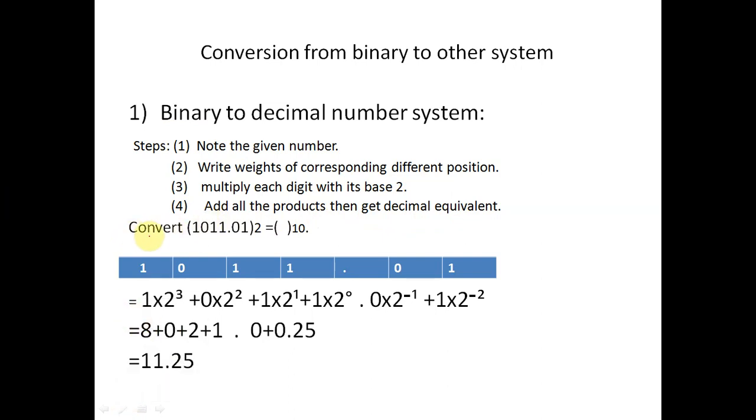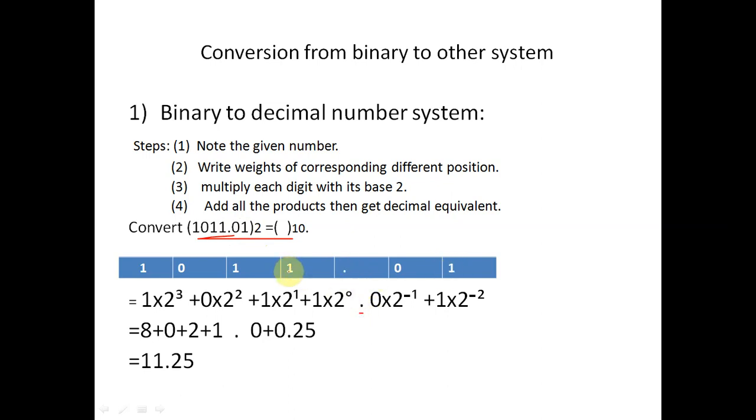For example, convert this number, 1011.01. This is a binary number, and it is converted into a decimal number. How is it converted? See here, this is the given number, 1011. This is the decimal point, so write the decimal point here. After the decimal point, there are also two digits, 0 and 1.